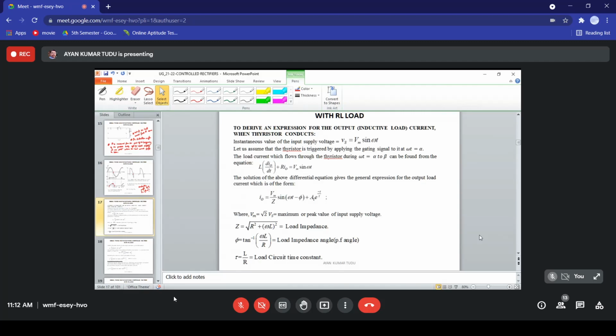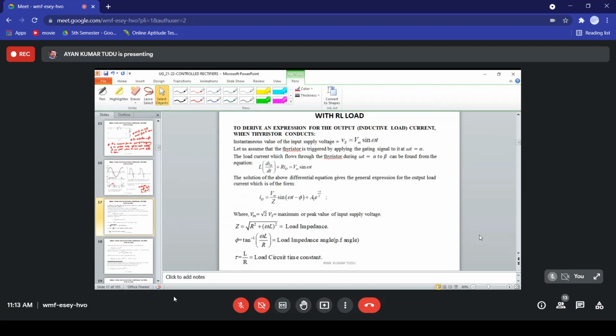Vm is obviously the maximum peak value of the input supply voltage, that is Vs into root 2. Z is the load impedance, root of R square plus (omega L) whole square. Phi is the load impedance angle, which is tan inverse of omega L by R.